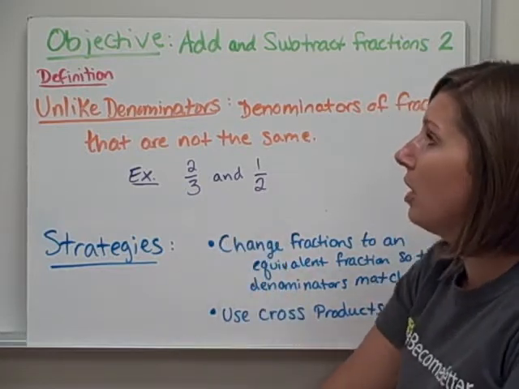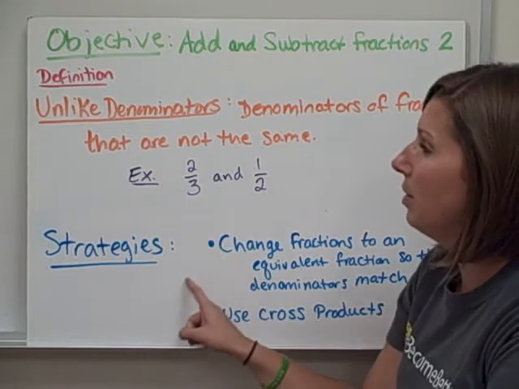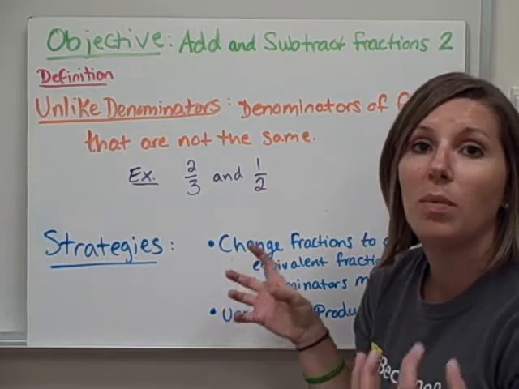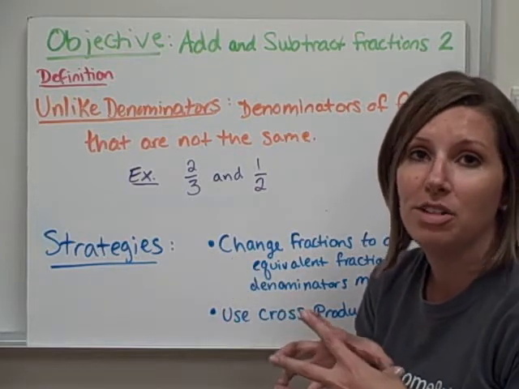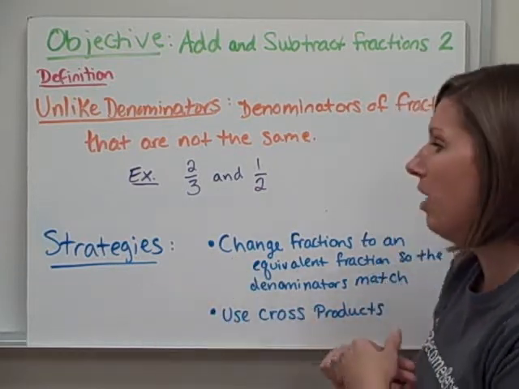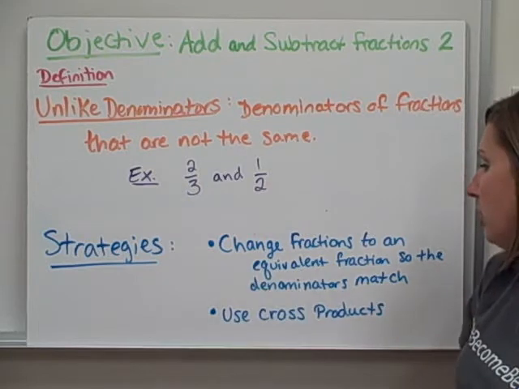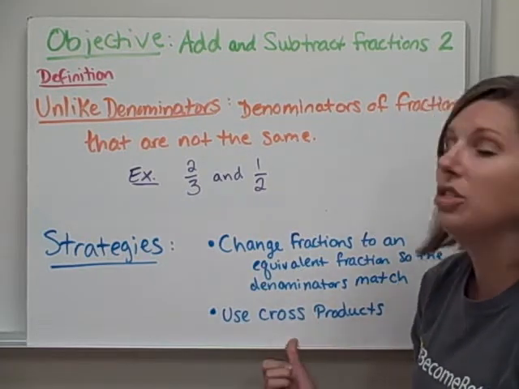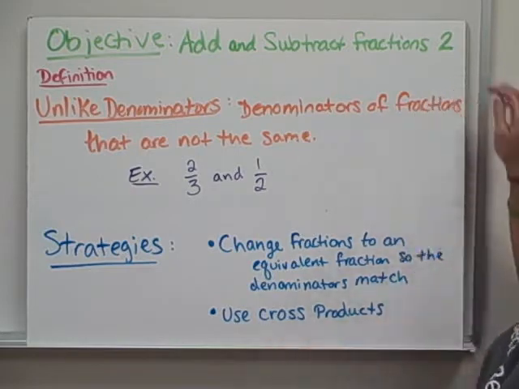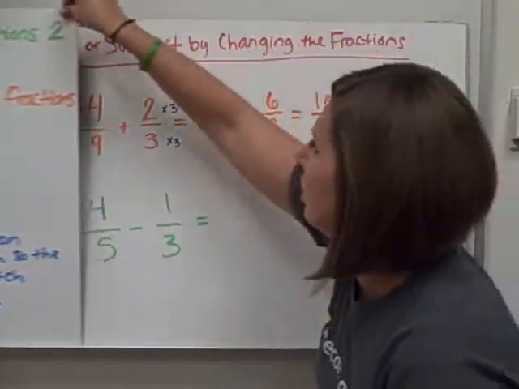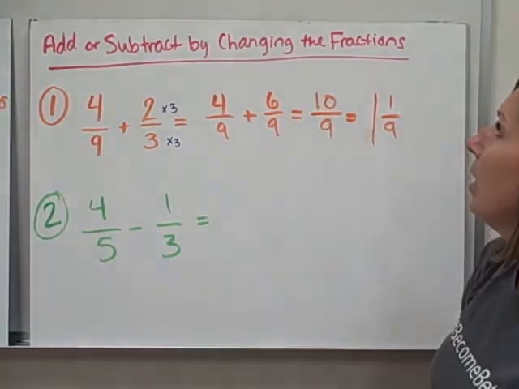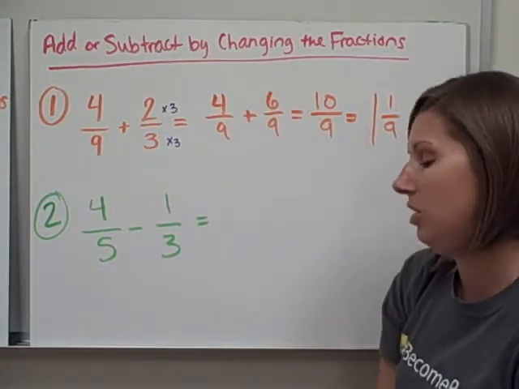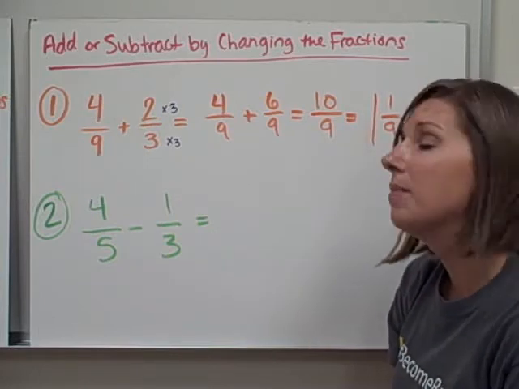So what we're going to do is change the fractions to equivalent fractions so that we can easily add or subtract them. Some strategies to do that are basically changing the fractions so that the denominators match. Another strategy is using cross products. Okay, so we are going to change the fraction to an equivalent fraction in these two examples.